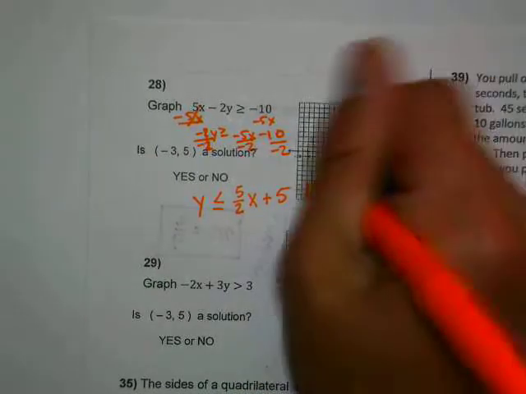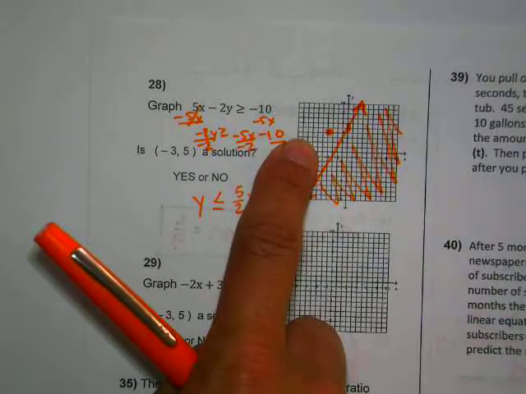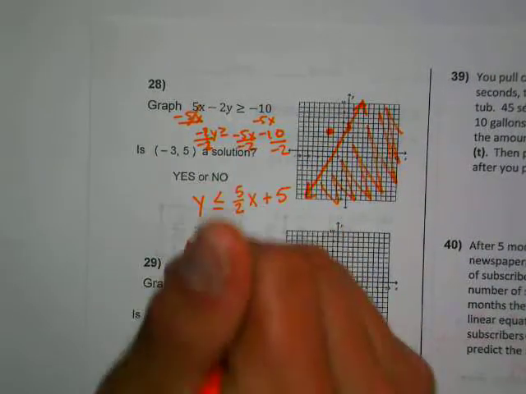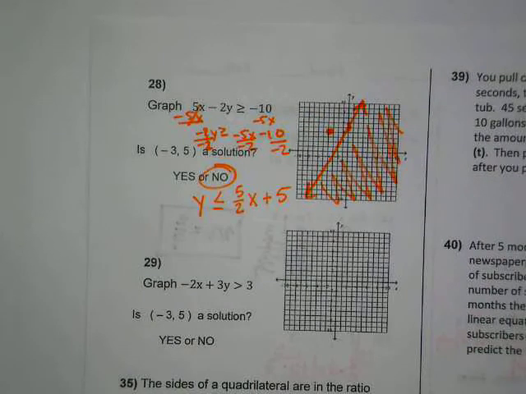So is negative 3, 5 a solution? Negative 3, 5 is like right there. Is that a solution? Yes. No, it's not in the shaded region. Wait, negative 3, 5? Negative 3. Oh, I'm looking at the other one.